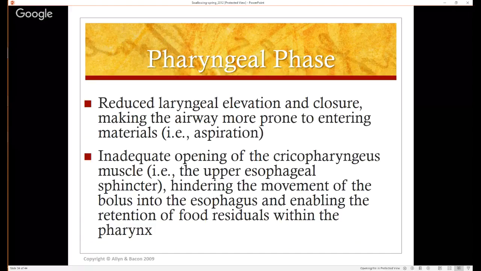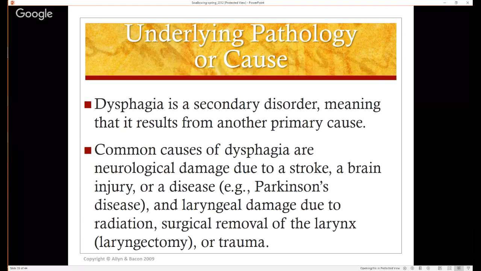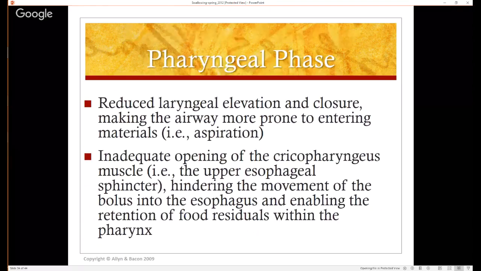Reduced laryngeal elevation and closure, making the airway more prone to entering materials. Inadequate opening of the cricopharyngeus muscle, hindering the movement of the bolus into the esophagus and enabling the retention of food residuals within the pharynx. So there are lots of things to look at in the different phases.